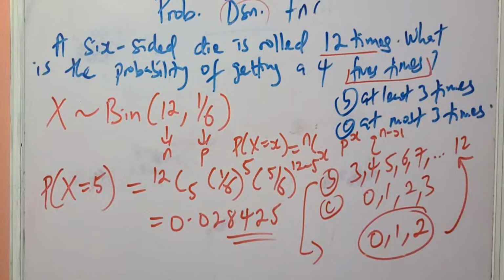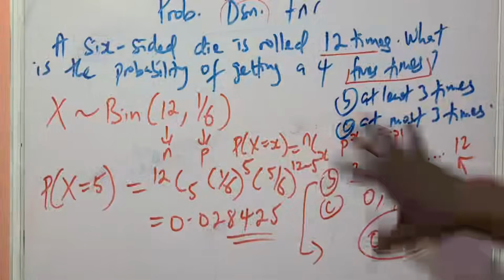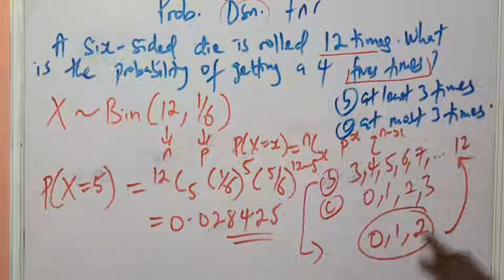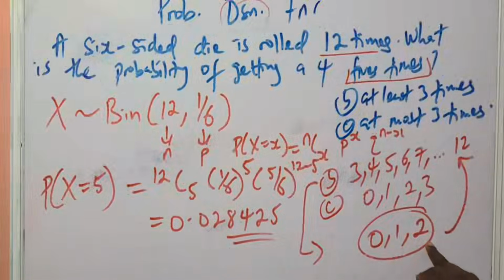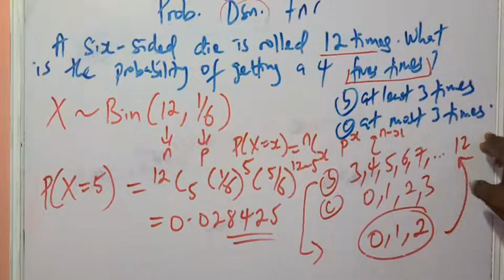I don't know if it makes sense to you guys. At most 2, that's 0, 1, and 2. At most 2 will be 0, 1, and 2. The whole experiment, the whole possibility is 12. So you can see that at most 2, 0, 1, 2 will be the complement of at least 3.